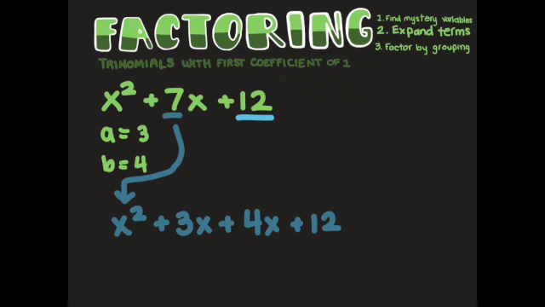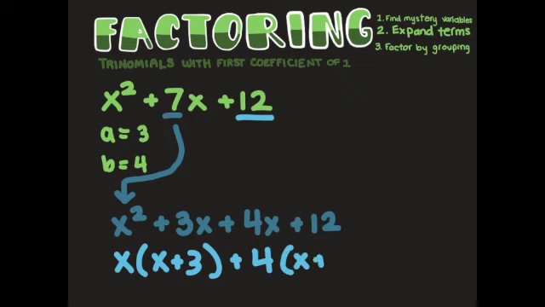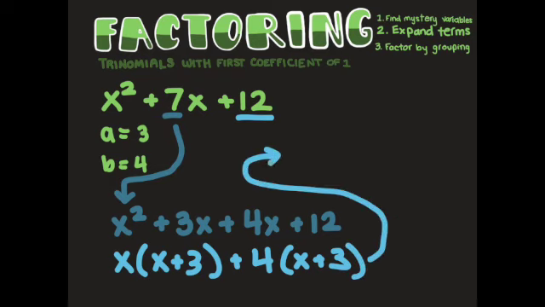And it looks like we can factor by grouping now. So we're going to do that. So here we'll remove the GCF of x, so we'll have x times x plus 3. And then remove the GCF of 4 here, 4 times x plus 3. And then, just going to move that over there. We can remove the greatest common factor of x plus 3, and we get x plus 4 times x plus 3.